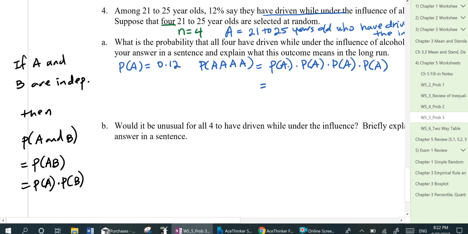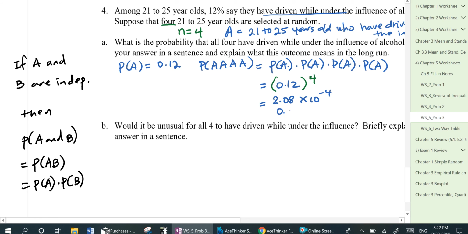That means that P of A is 0.12. So 0.12 times 0.12 times 0.12, 4 times. Same thing as raising that to the fourth power. So that is equal to a very small number. In your calculator, let me write in scientific notation, you will see 2.08 times 10 to the negative 4 power. Well, negative 4 power here doesn't mean that the answer is negative. It means that this is a very small number. You can convert that to standard form by moving the decimal to the left 4 times.